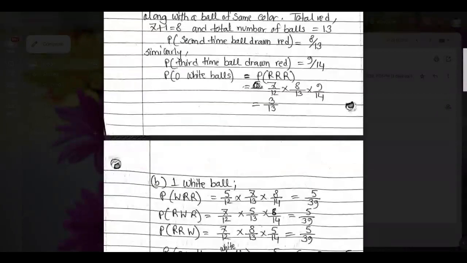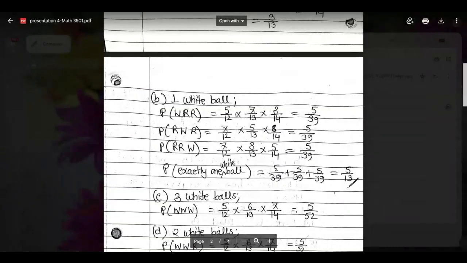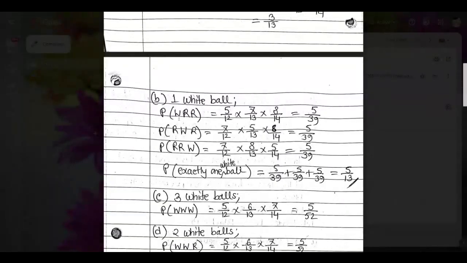And question B asked for 1 white ball. So we have these 3 possible cases. In the first row, we're going to have 1 white ball and then red, or it can be in the second row, or it can be in the third row.